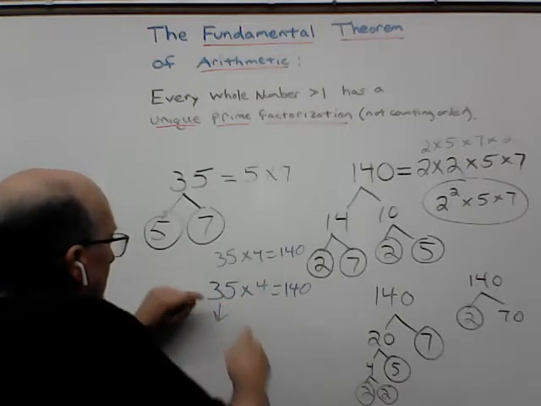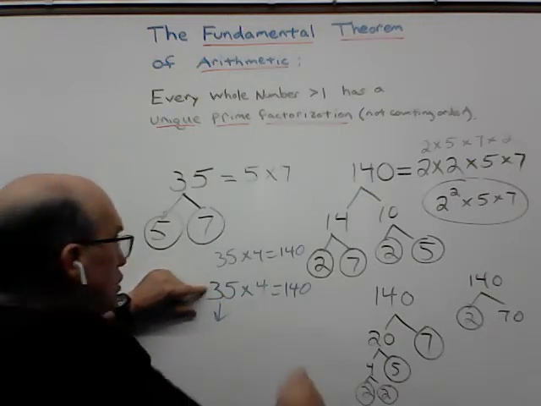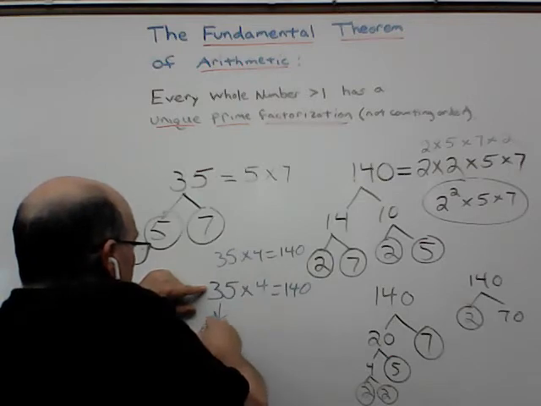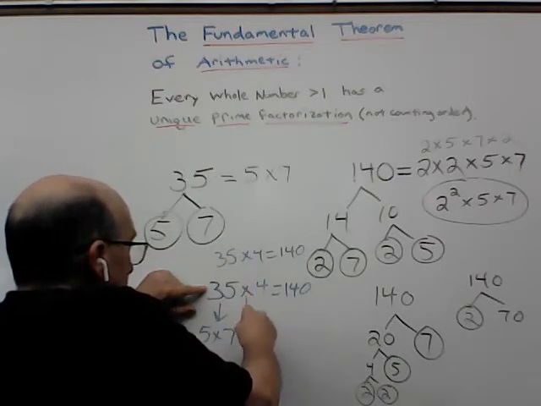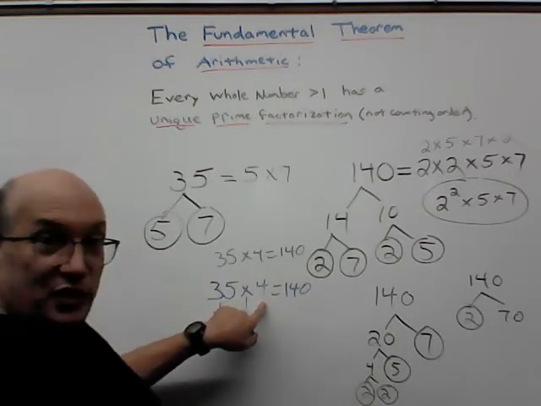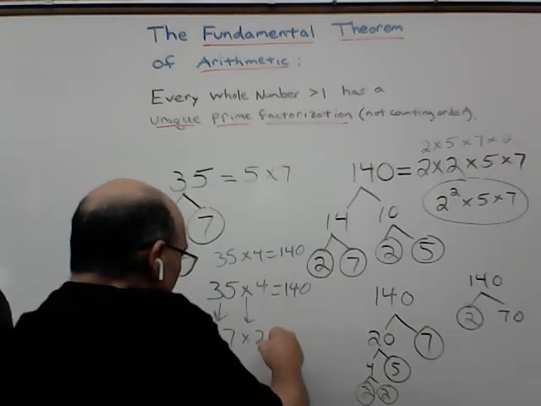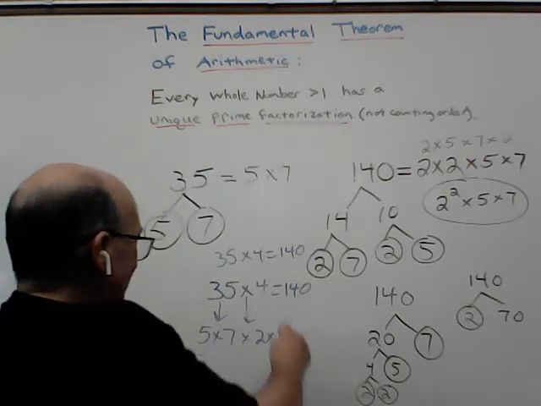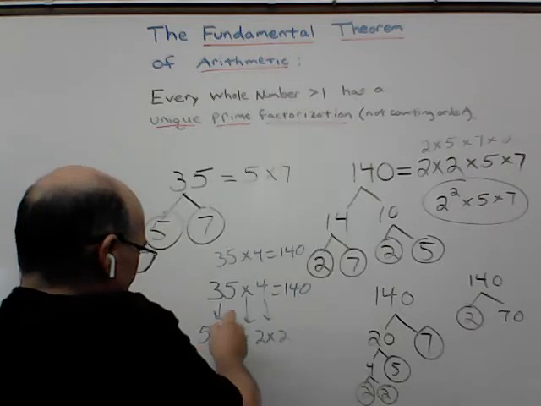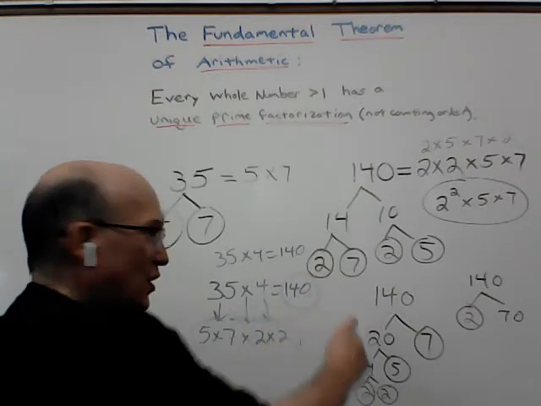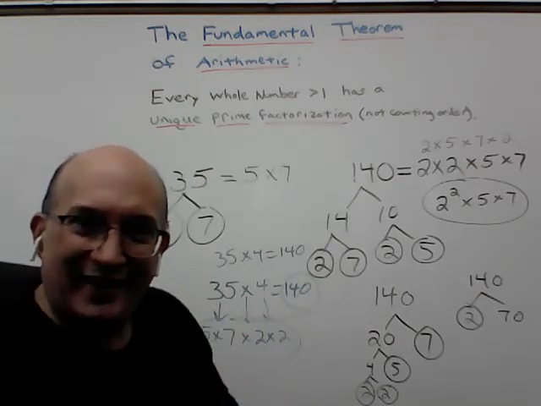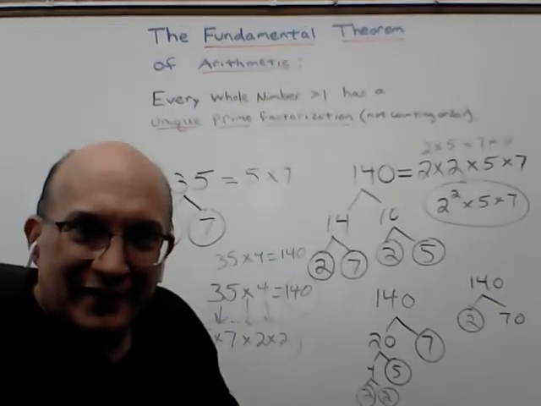Now let's go back to the prime factorization of 35. What was that? 5 times 7. And what's the prime factorization of 4? 2 times 2. And there it is. This is the prime factorization of 140. Does that make sense to you? It should.